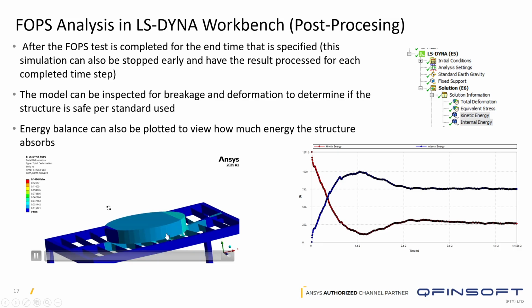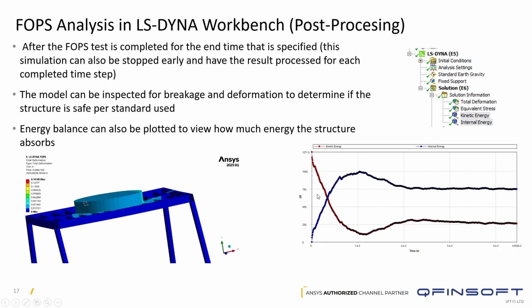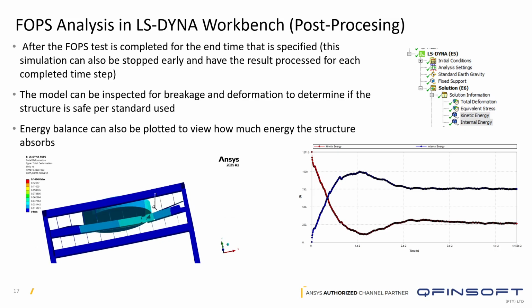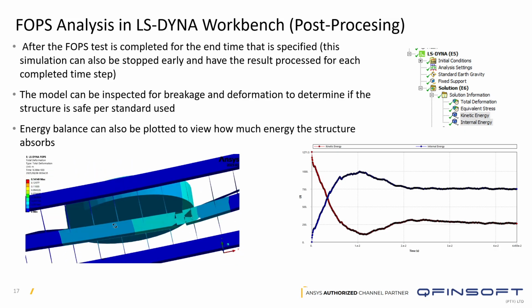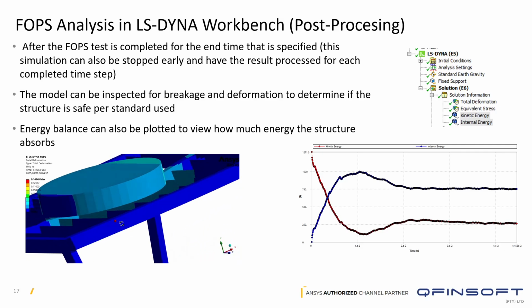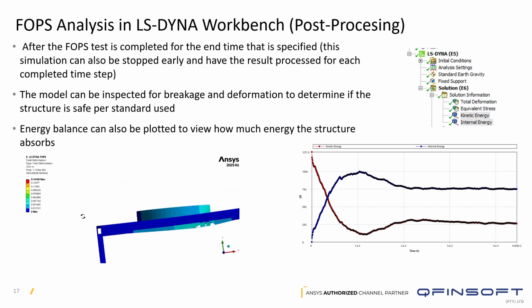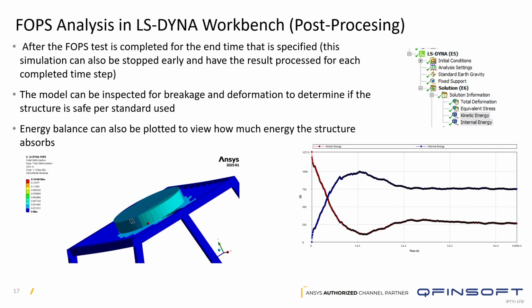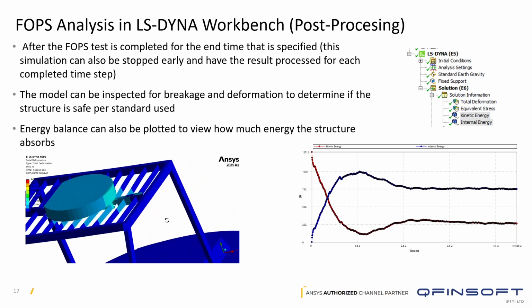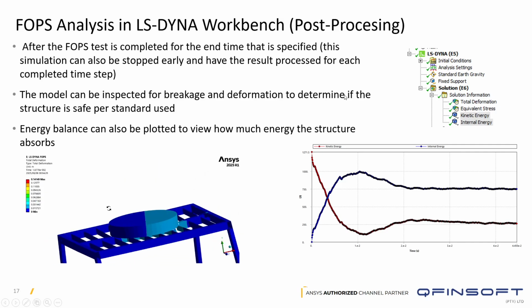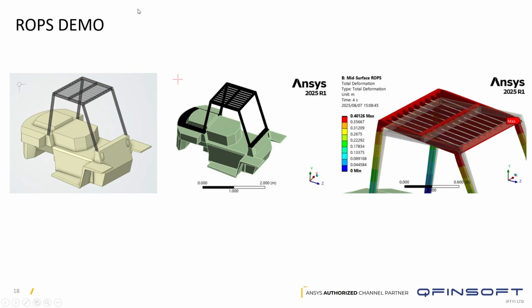And then we can animate this as the impactor is falling onto our cabin. We can see that we have some breakage occurring on the cabin, but we don't have any protrusion into the cabin, so the impactor doesn't fall through and crush our operator. So we can post-process things like that. Okay, and that's pretty much it.